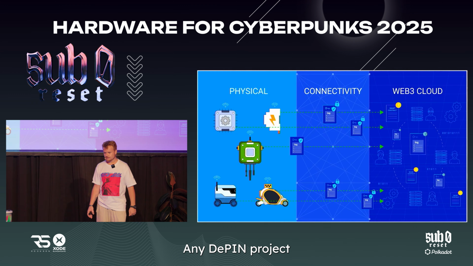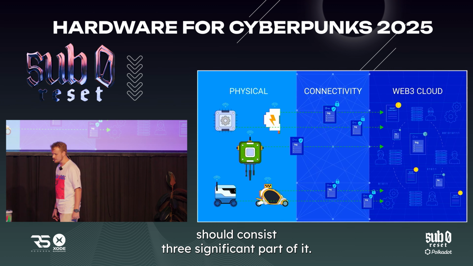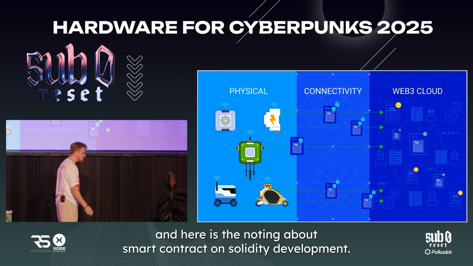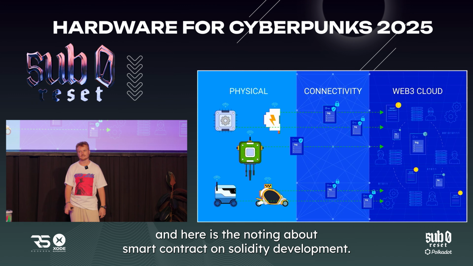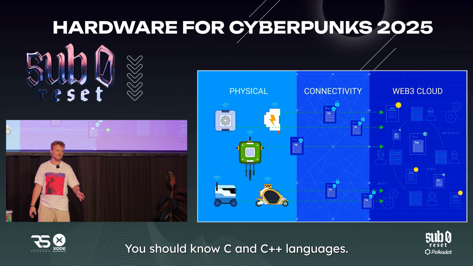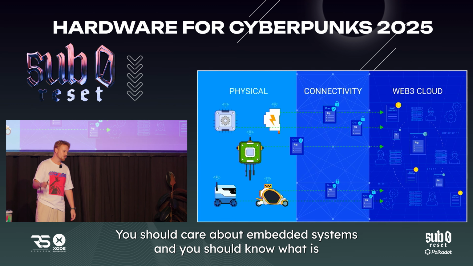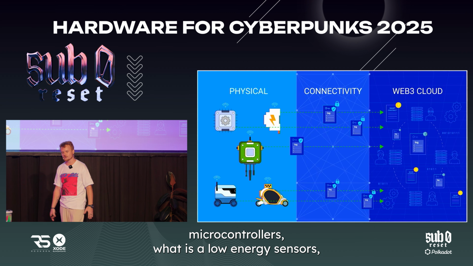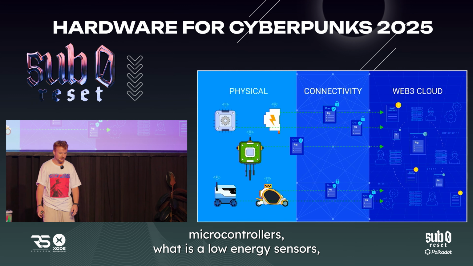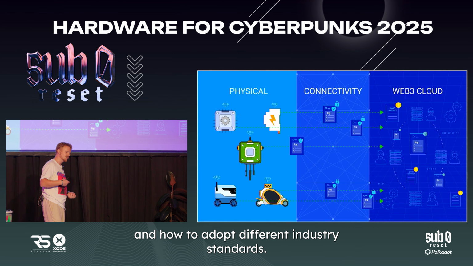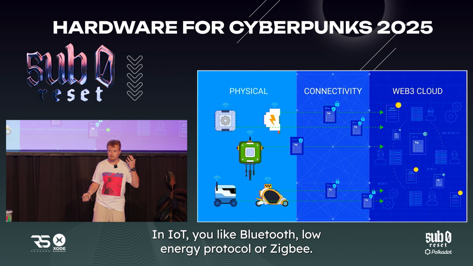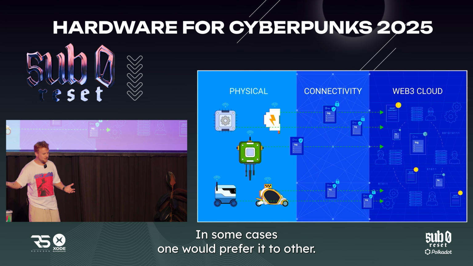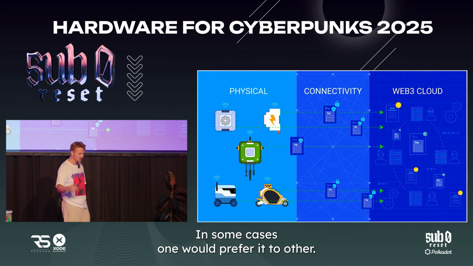Any DePIN project should consist of 3 significant parts. The first one is the hardware side. And here is nothing about smart contract development in Solidity. You should know C and C++ languages. You should care about embedded systems, and you should know what microcontrollers and low energy sensors are, and how to adopt different industry standards in IoT, like Bluetooth low energy protocol or ZigBee. In some cases, one will be preferred to the other.